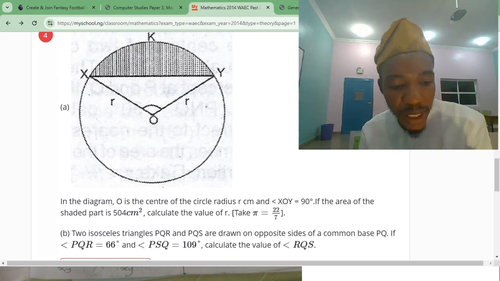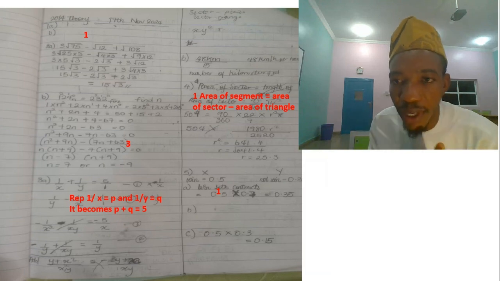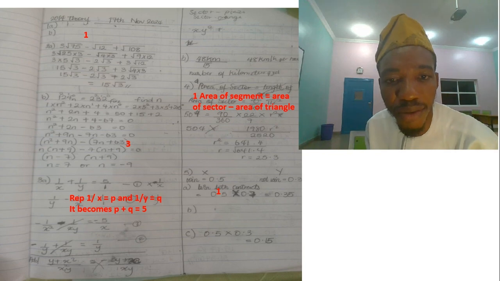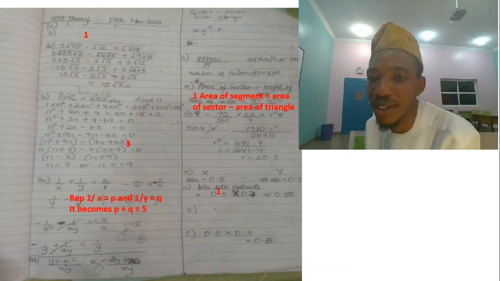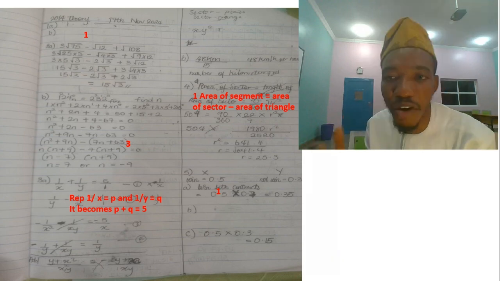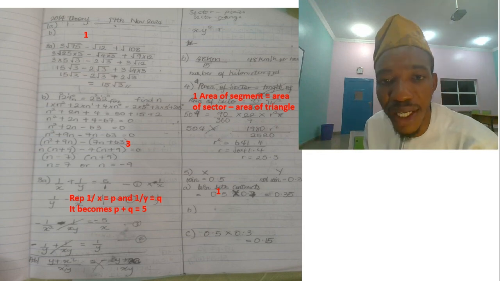What you did, you actually wrote the correct expression, but you didn't subtract the area of a triangle. So you only reckoned with the area of a sector, which is wrong. So that was the problem with this. You were supposed to do area of a sector minus area of a triangle. You only did the area of a sector. You didn't find the area of a triangle.